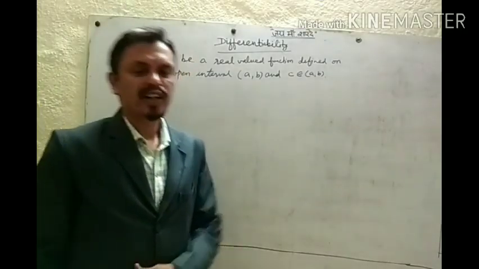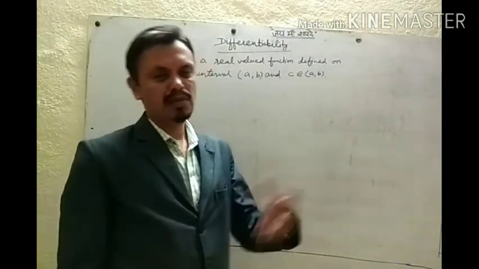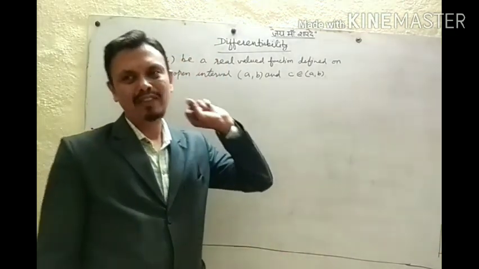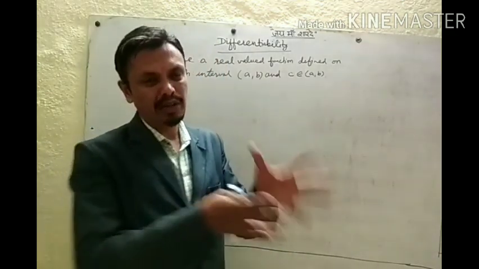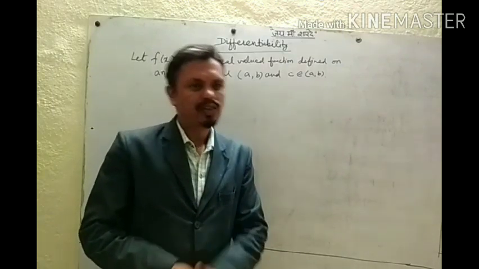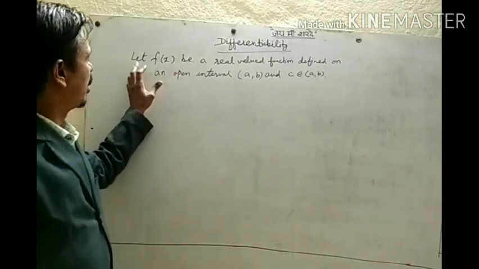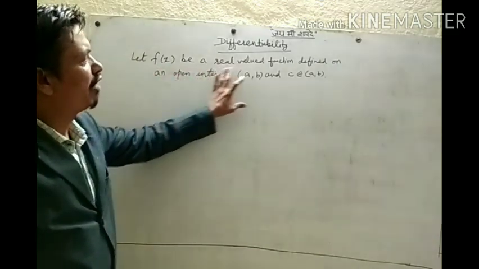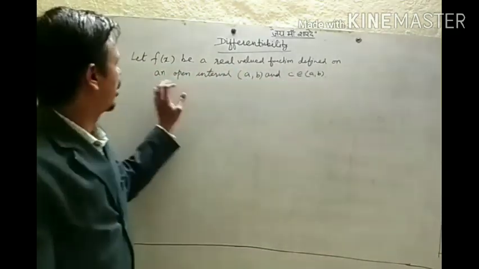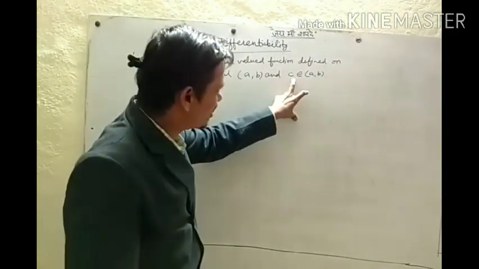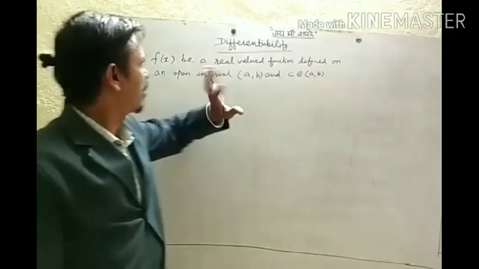So students, after continuity we'll discuss differentiability of a function. In class 11th you have studied about derivatives of a function. So let's see the definition of a derivable function. Let f of x be a real valued function defined on an open interval (a, b) and any point c is there in the open interval (a, b).